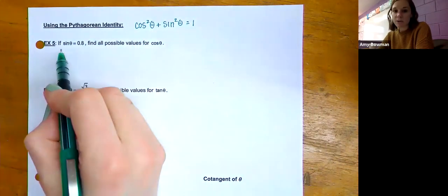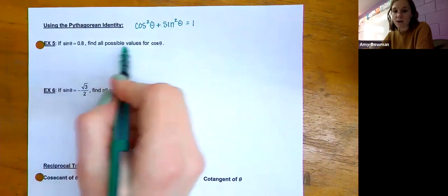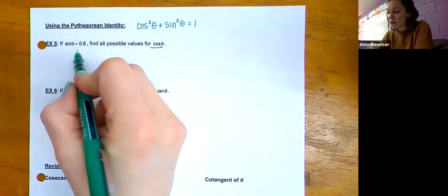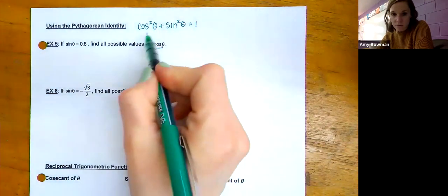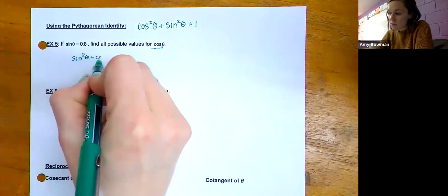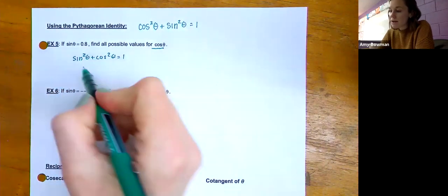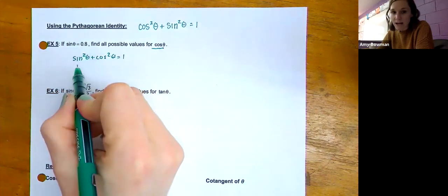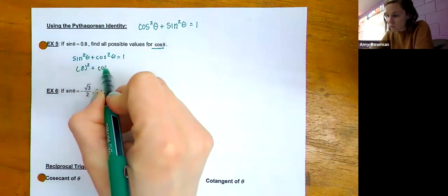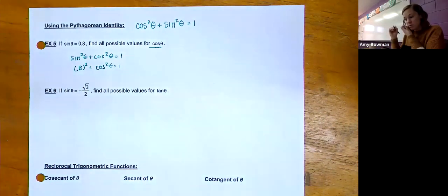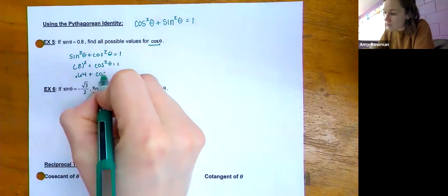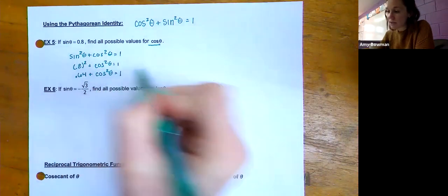So in example 5, we are told that the sine of theta is 0.8. Find all possible values for cosine of theta. So I know from my Pythagorean identity that sine squared plus cosine squared, or reversed, it doesn't matter what order you put them in, equals 1. My sine of theta is 0.8. So sine squared of theta is 0.8 squared. So I can just directly substitute that in. Now, 0.8 squared is 0.64.